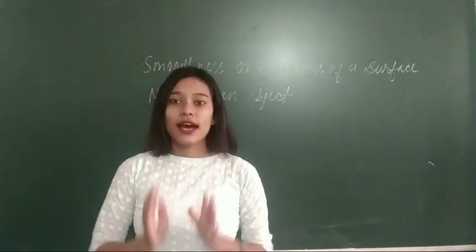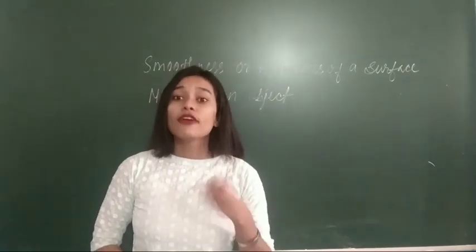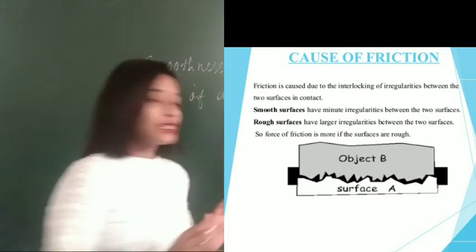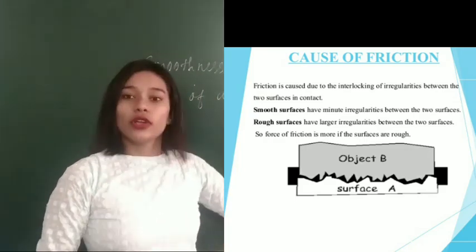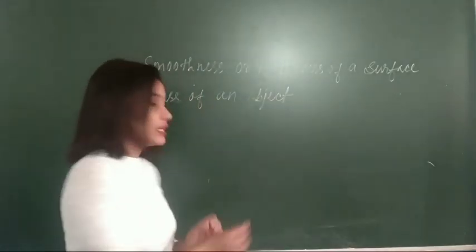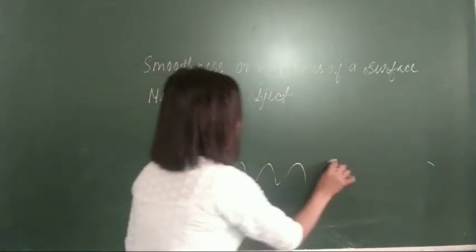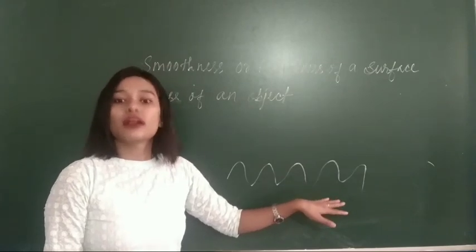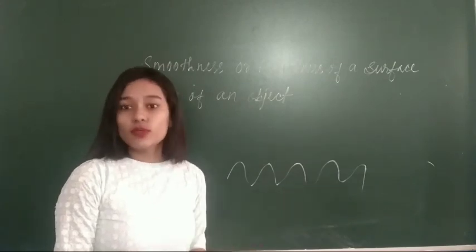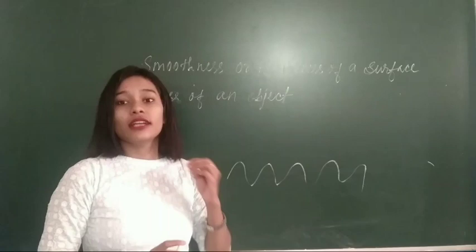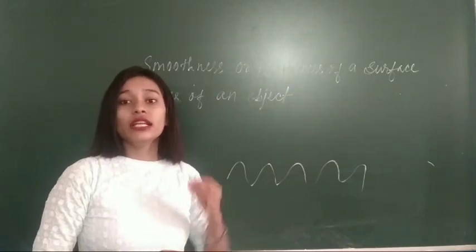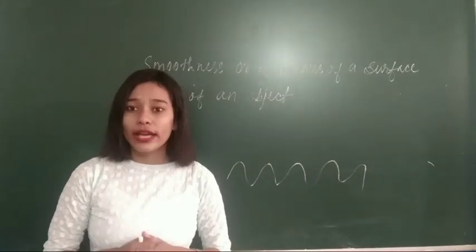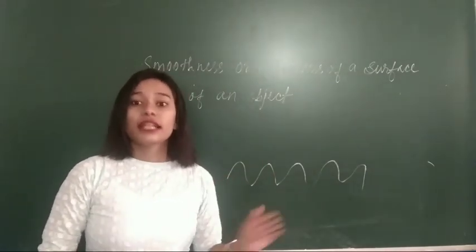Okay students, now let us know what causes friction. What is the cause of friction? You see a surface, it may look smooth, but there are many irregularities like this. These irregularities are more in a rough surface as compared to a smooth surface. That is the reason why there is more friction on a rough surface like sand. You are not able to ride a bicycle on sand. Do you know why? Because of these irregularities.